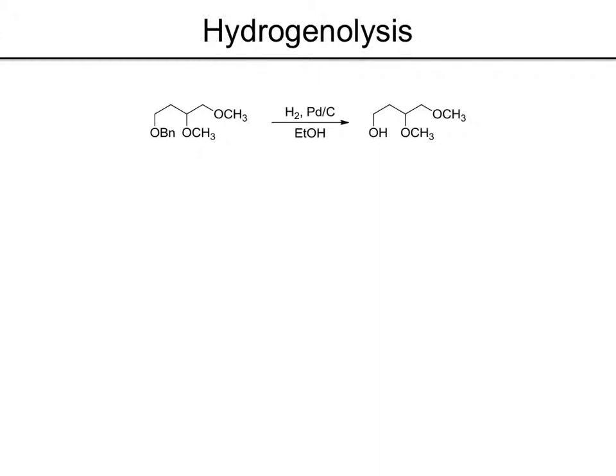Hydrogenolysis is commonly used to deprotect a benzyl ether to reveal the free alcohol, and notice that in this case you can selectively deprotect benzyl ethers over aliphatic ethers like methyl ethers.